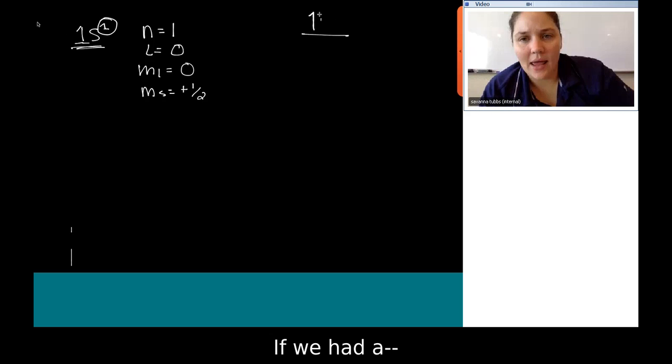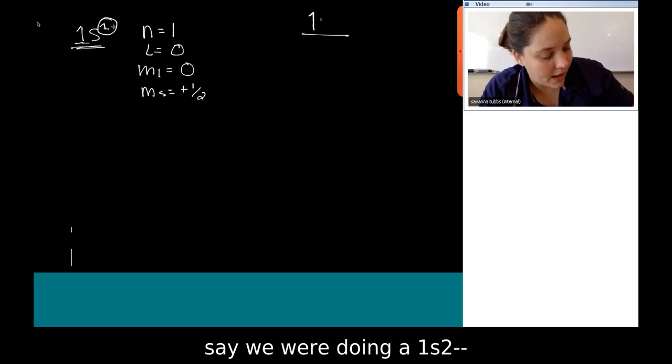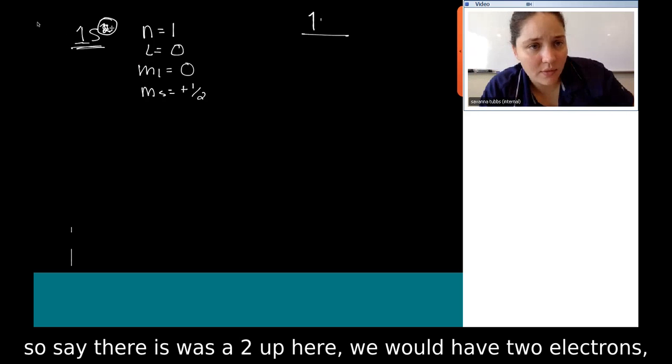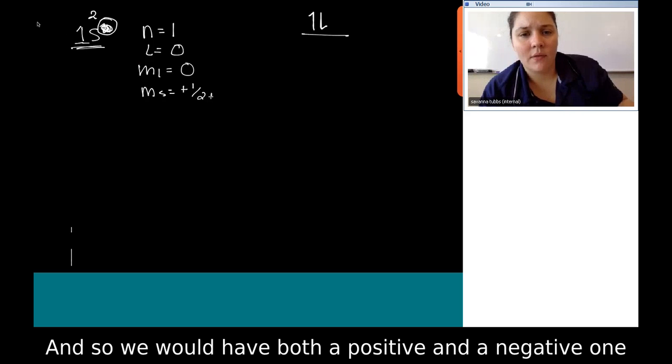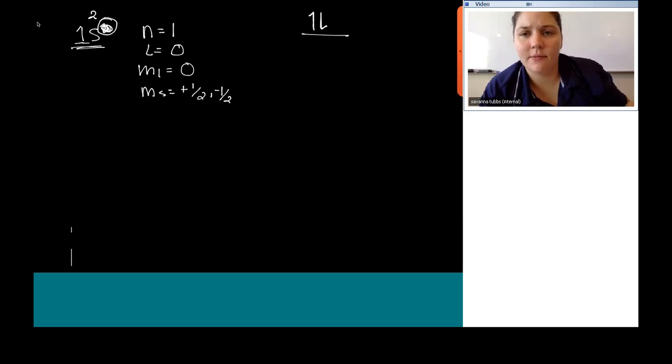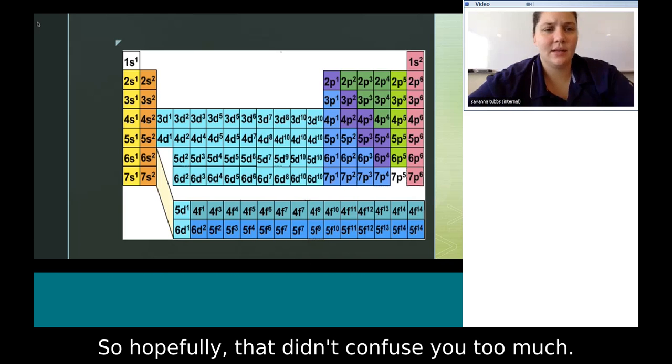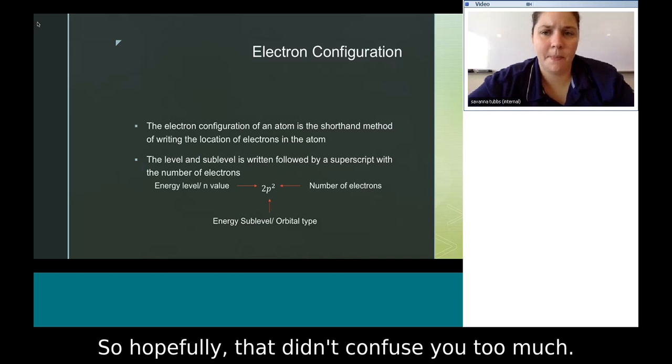If we were doing a 1s2, so say there was a 2 up here, we would have 2 electrons, so we would draw a down arrow, and so we would have both a positive and a negative 1/2. So hopefully that didn't confuse you too much.